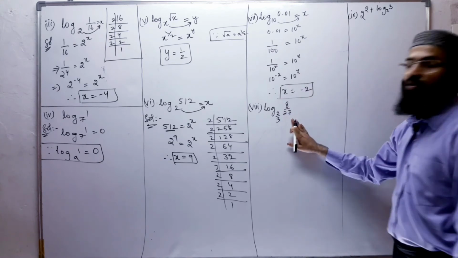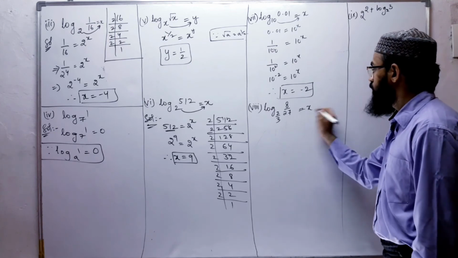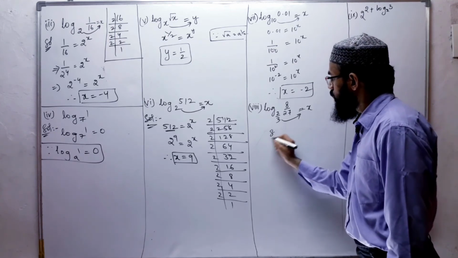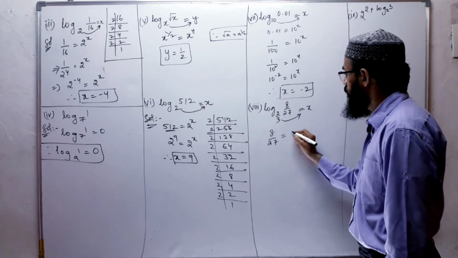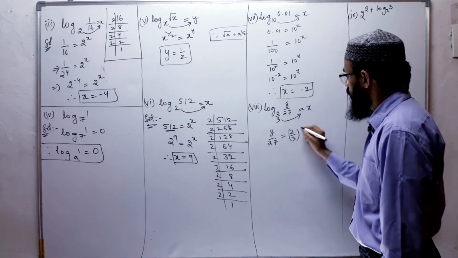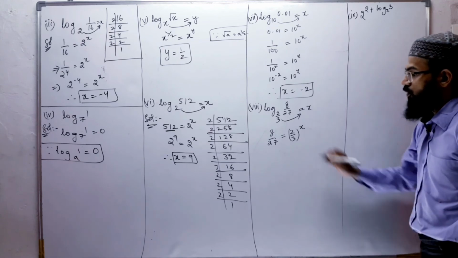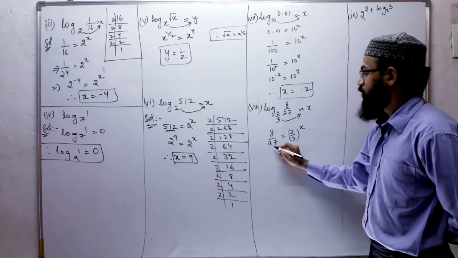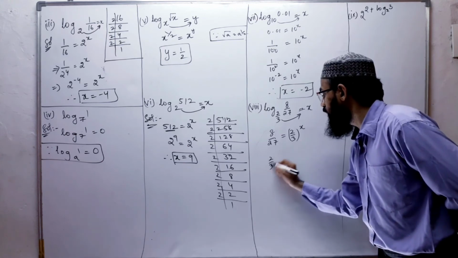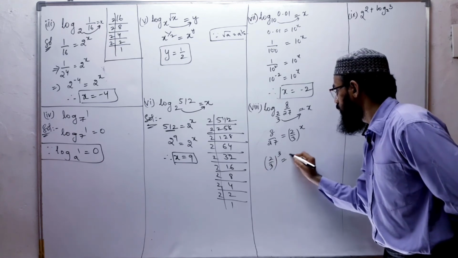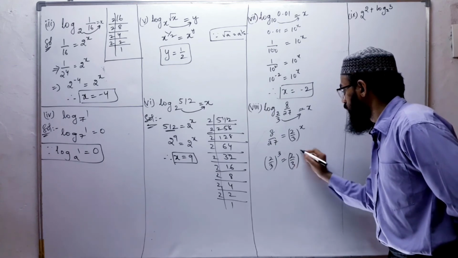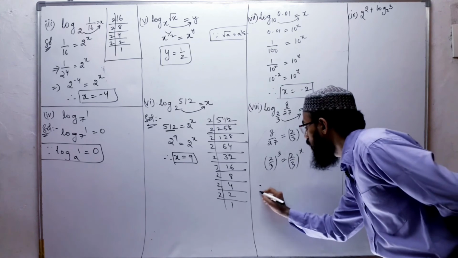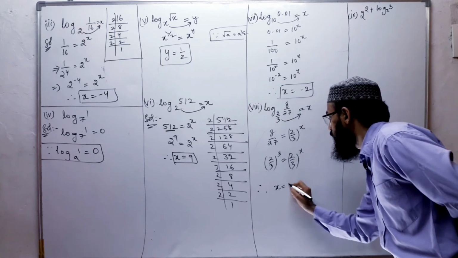Next is, we don't know the value of this one. Again we have to take x. 2 by 3 goes to that side. So 8 by 27 is equal to 2 by 3 whole, to the power of x. 8 is the cube of 2 and 27 is the cube of 3. So 2 by 3 whole cube is equal to 2 by 3 whole to the power of x. When the bases are equal, the powers should be equated. So x is equal to 3.